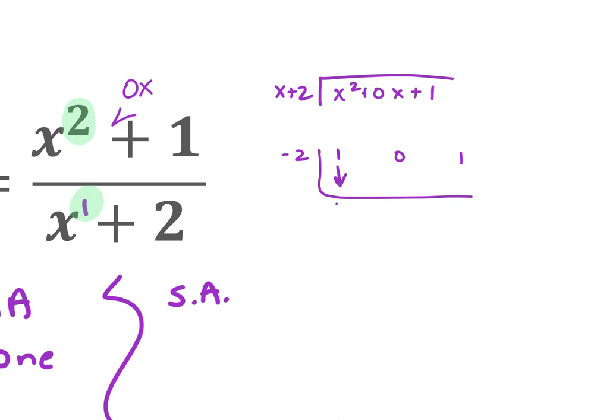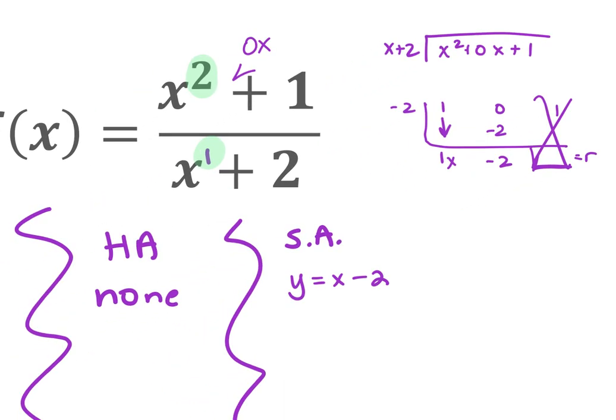So now I bring down the first term, multiply by -2, put it in the second column, and add it. I get -2. Now I can keep going, but I am totally going to disregard the remainder on a slant, so you can stop there. Just realize whatever is there would have been my remainder. So the -2 stays as it is. The 1 gets the x. Then I set it equal to y. So y equals x minus 2, and that's my slant asymptote.